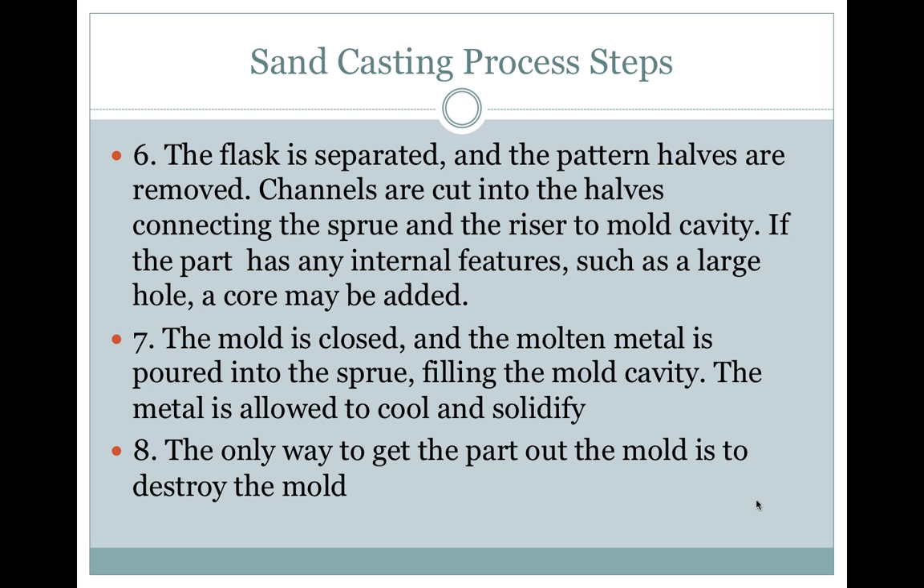If the part has any internal features, such as a large hole, a core may be added. Step 7. The mold is closed and the molten metal is poured into the sprue, filling the mold cavity. The metal is allowed to cool and solidify. Step 8. The only way to get the part out of the mold is to destroy the mold.